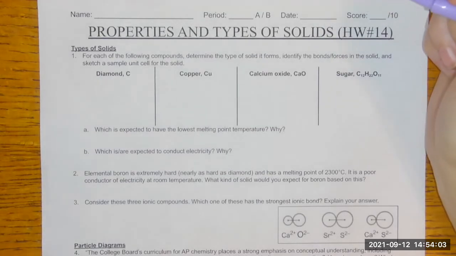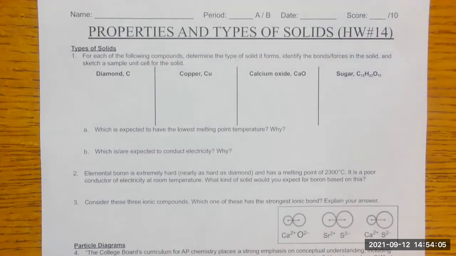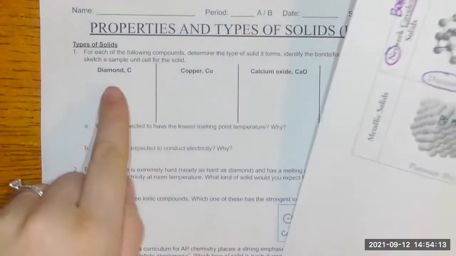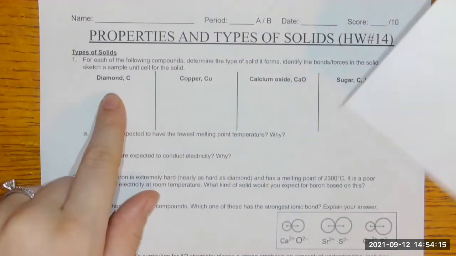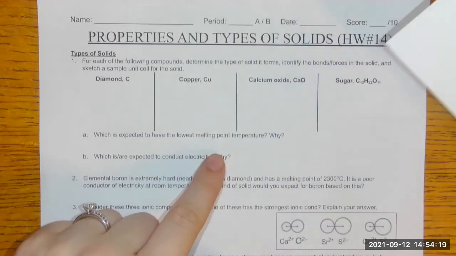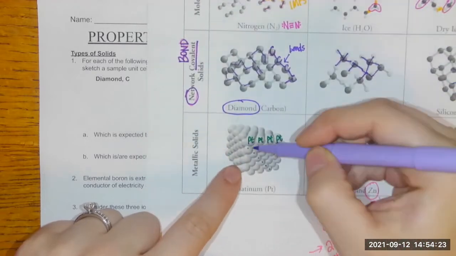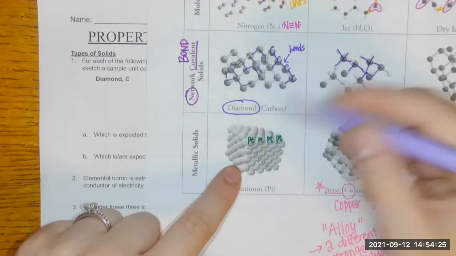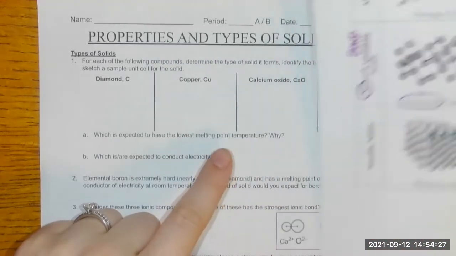Most of these, I think, you could get from pretty much the paper that's got this. Like, to draw a diamond, you're going to draw something that looks like this. Copper is going to be similar to the platinum. It will just be copper instead.